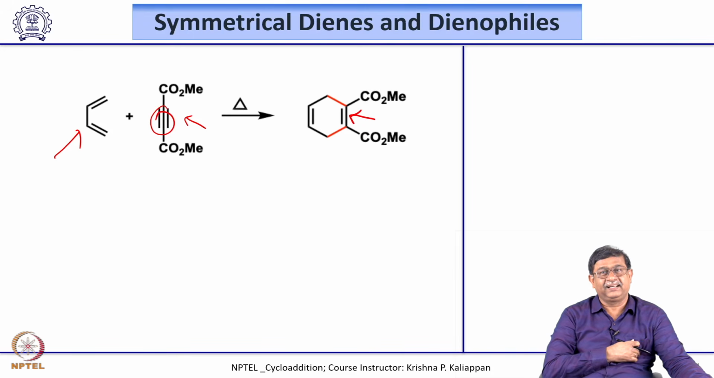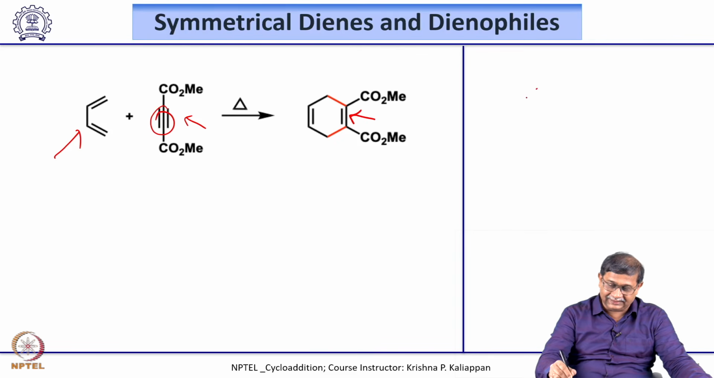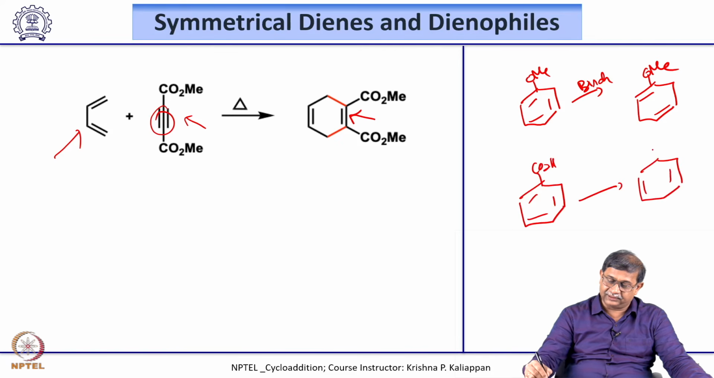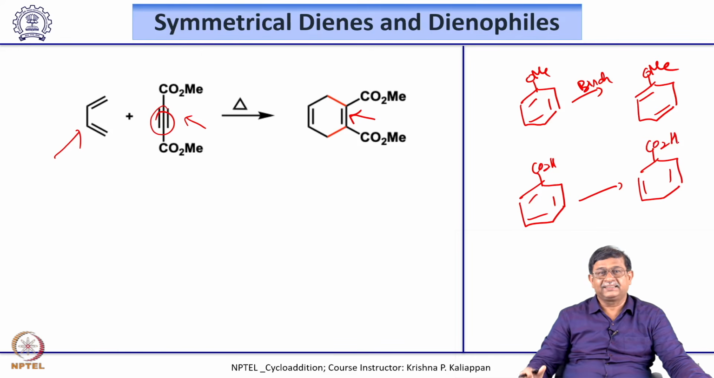Now if you look at this diene, you can recall Birch reduction. If you have to get a diene, normally people use Birch reduction. For example, if you take anisole and do Birch reduction, you get the corresponding diene. You can also use an electron withdrawing group. For example, if you take benzoic acid and do a Birch reduction, you get the corresponding diene. So that is one way to get diene.